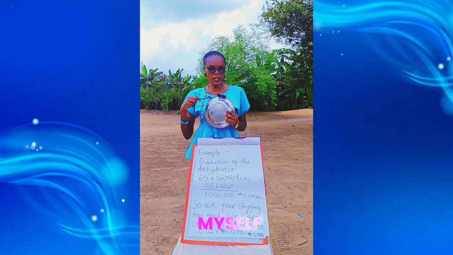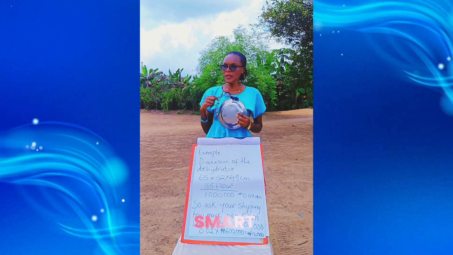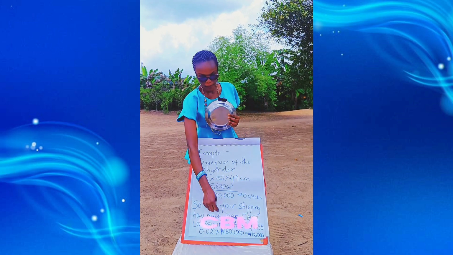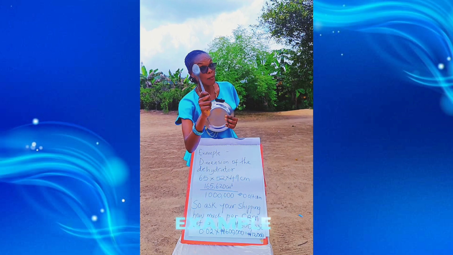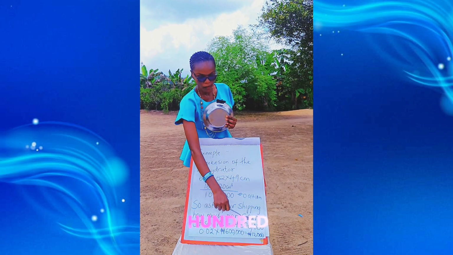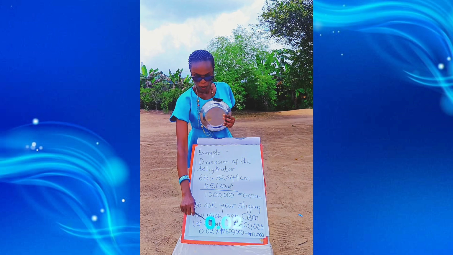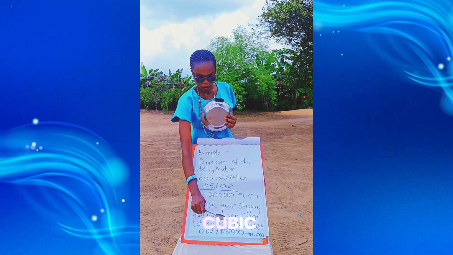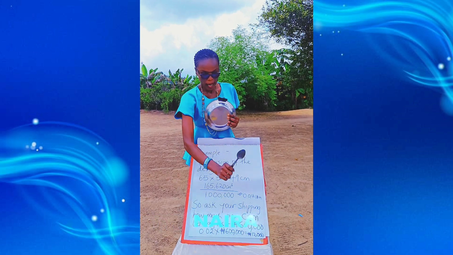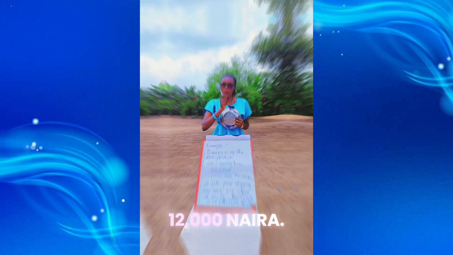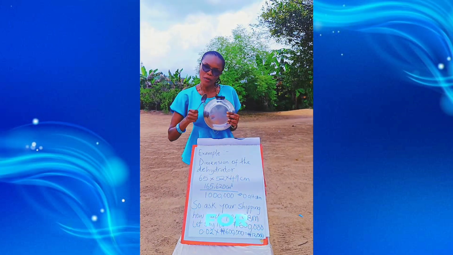I'm using myself as an example, as a smart importer based in Nigeria. My CBM, for example, is 600,000 naira. Then you say 0.2 cubic metre times 600,000 naira, and that gives me 12,000. So please clap for me for teaching you this.